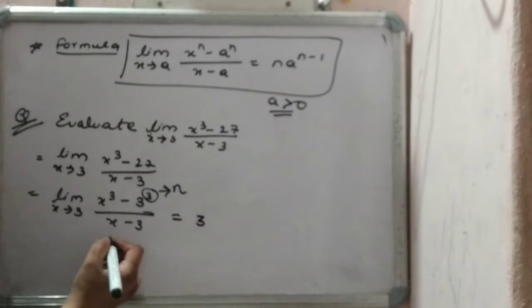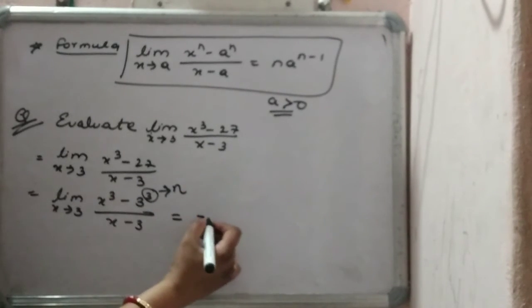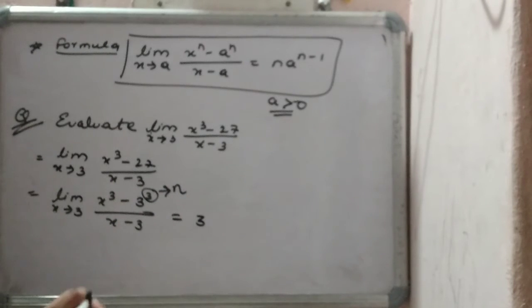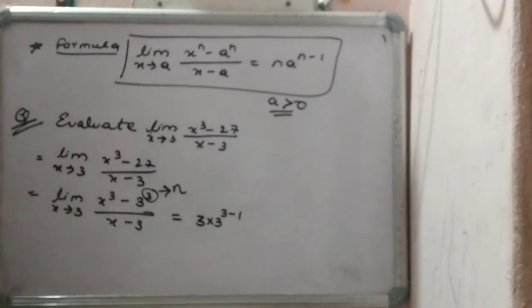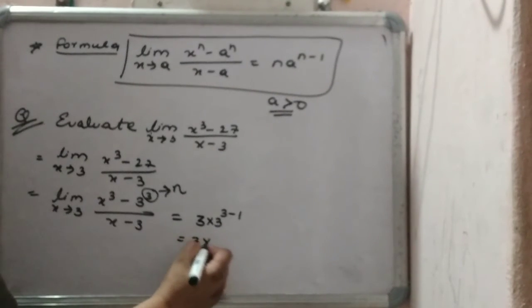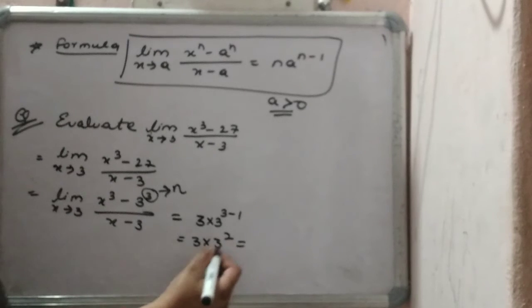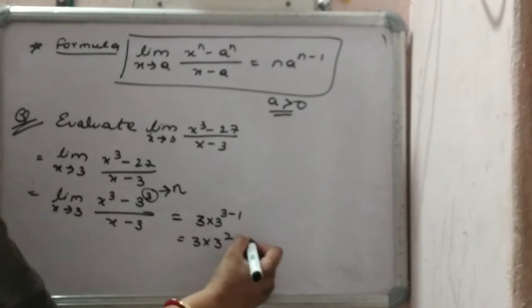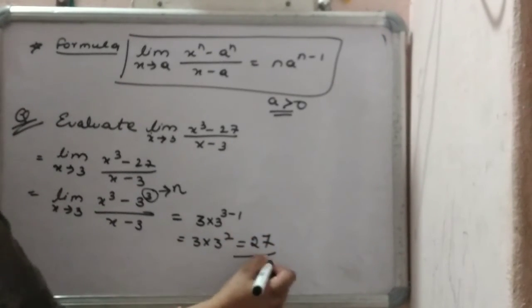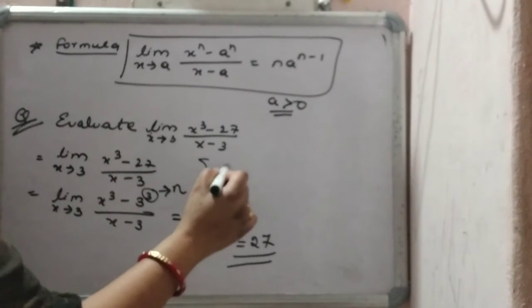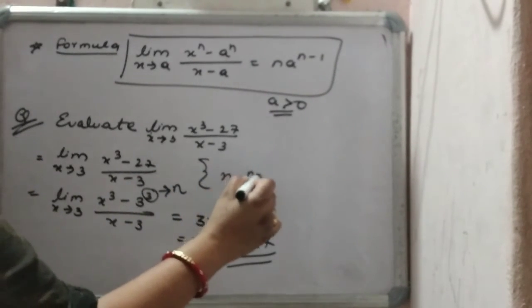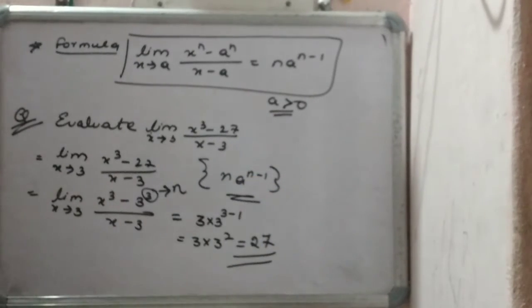What is the value of a given there? The value of a is 3, and your n value is also 3. So n into a to the power n minus 1, 3 into 3 to the power 3 minus 1, in this way. Understood? Now you can solve, 3 into 3 square, and 3 square, 3 3s are 9, 9 3s are 27. So in this way you can solve this type of question. The value you have to write over there is n into a to the power n minus 1. This formula we will use in this type of questions.